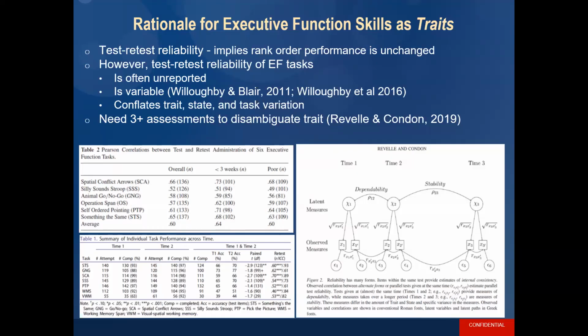Or you can measure EF across a longer period of time, and they refer to that as the stability coefficient. But regardless of the span of time, the fact that some kids tend to do better on both occasions doesn't necessarily mean that the tasks are measuring trait-like variance. In fact, they make the case that you need 3 assessments of the same child in order to tease these things apart. So that's what we're going to do in a few minutes.